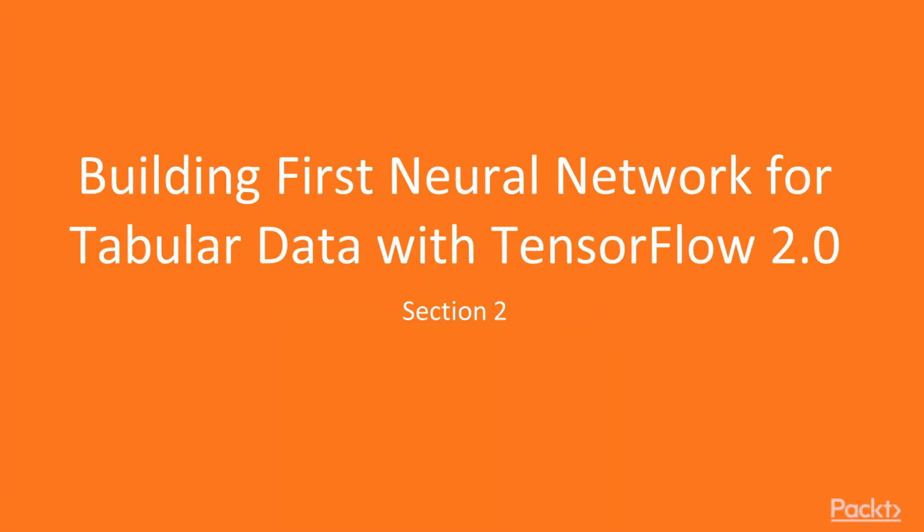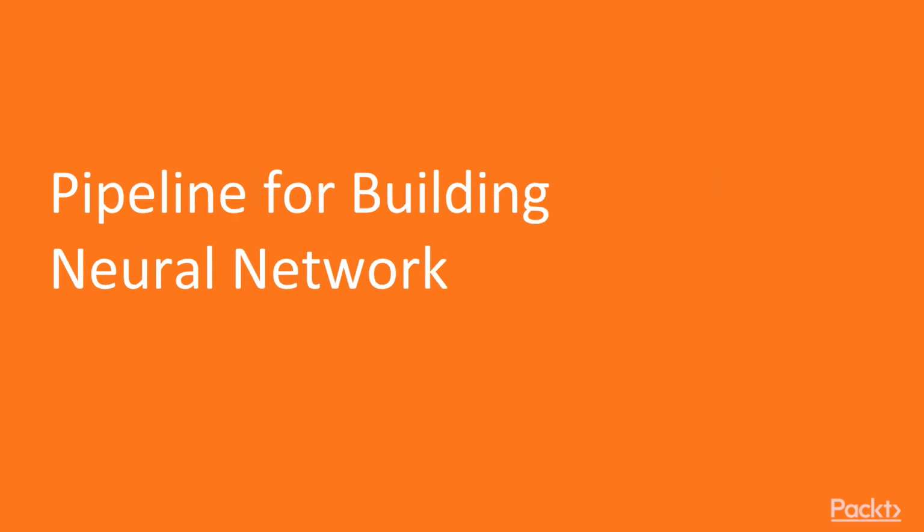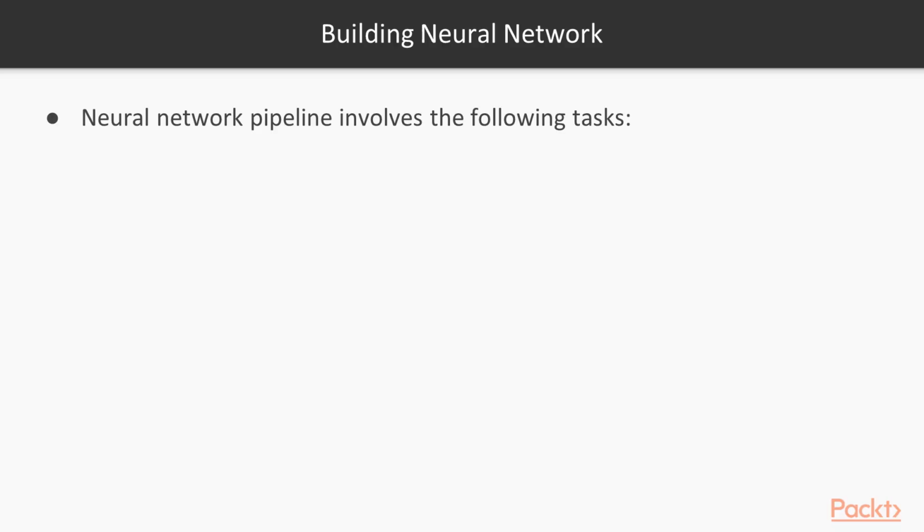In this section, we build our first neural network for tabular data with TensorFlow 2.0. In this video, we will talk about the pipeline for building a neural network. There are a number of steps required in building a pipeline for a neural network. So it is basically a 6-step process.